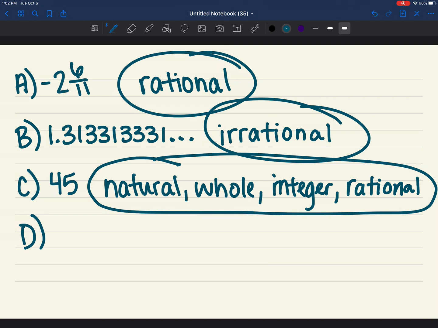One number, one single number. What is it? Zero. The only difference, right? So let's talk about 0. Is 0 a natural number? No. But it is what else? Whole number. Whole, integer, and rational.